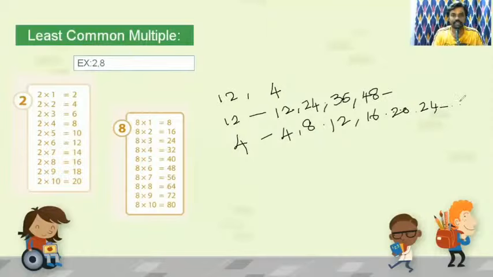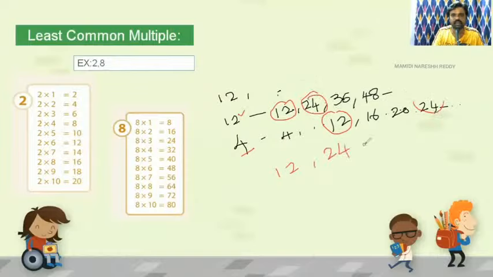Now let's take common multiples. As we know, the multiples of 12 start from 12 and the multiples of 4 start from 4. So I'm selecting the common ones. Here 12 is a common multiple. I'm writing it aside. And one more, 24. I'm writing it aside. And so on. So here, 12 comma 24. There will be more multiples also, but these two I am taking now.